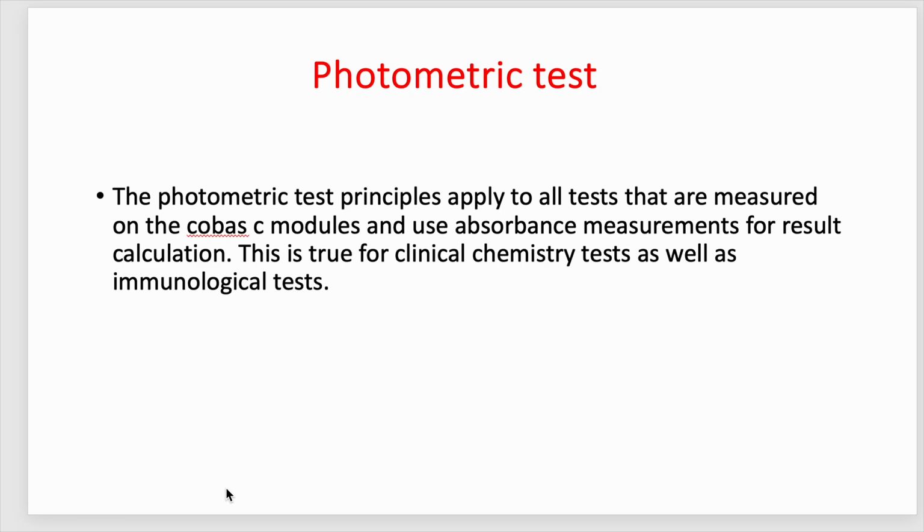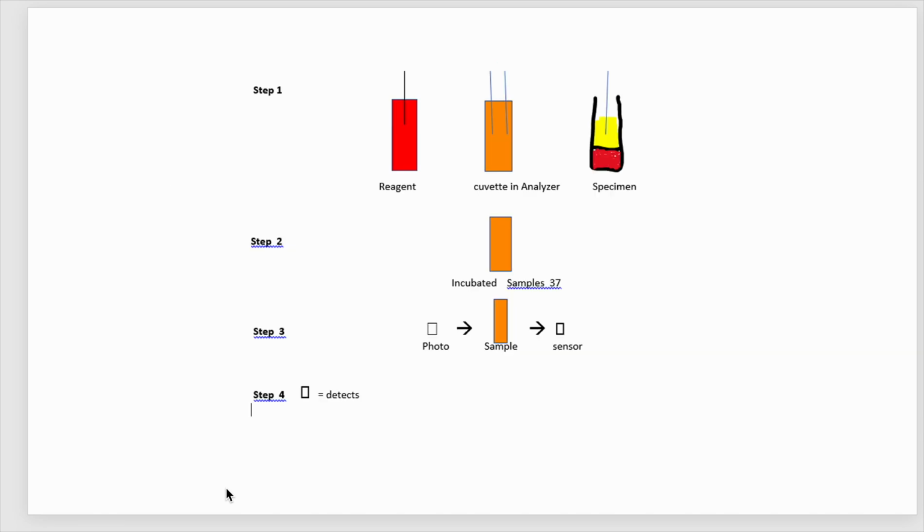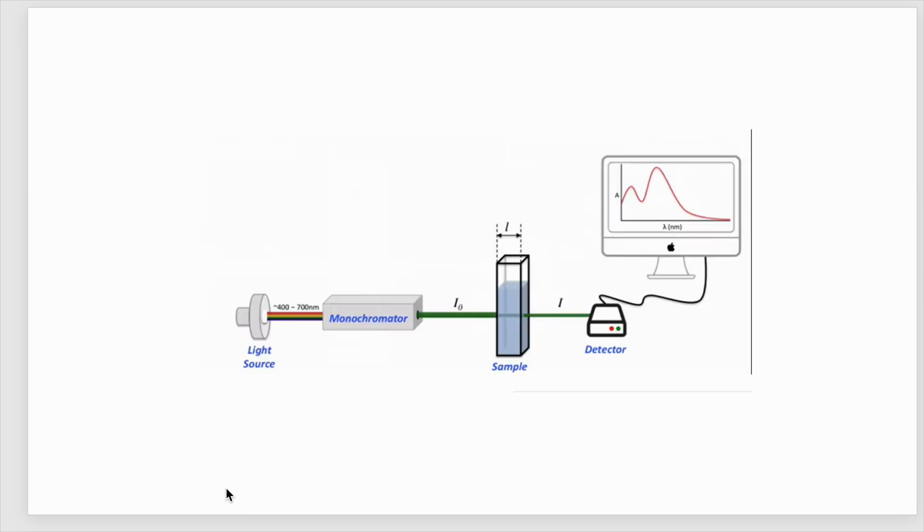I explained this in earlier videos, so I don't have to go through it again. This is a schematic of how the clinical chemistry analyzer works. The light is separated, and the separated light is shined on the sample. The detector collects data and sends it to the computer.